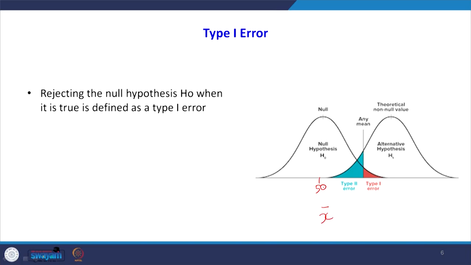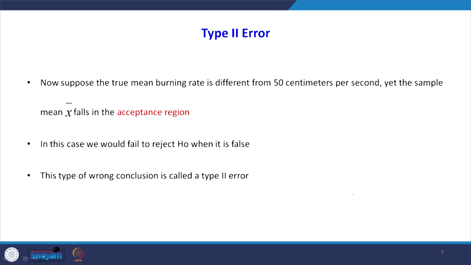So, what is the meaning of type 1 error? Rejecting the null hypothesis H naught when it is true is defined as type 1 error. Actually, the null hypothesis is true, but because the sample was randomly selected, the value of x bar falls in the rejection region and we have rejected the null hypothesis, which is not correct. So, it is incorrect rejection. This is called type 1 error. Now, we will explain the meaning of type 2 error.